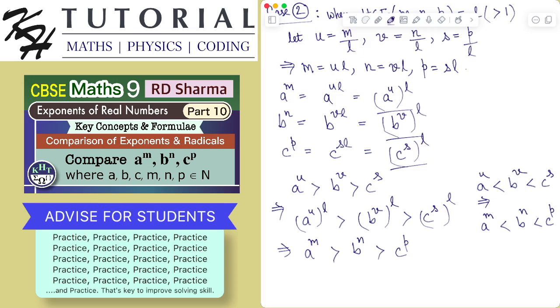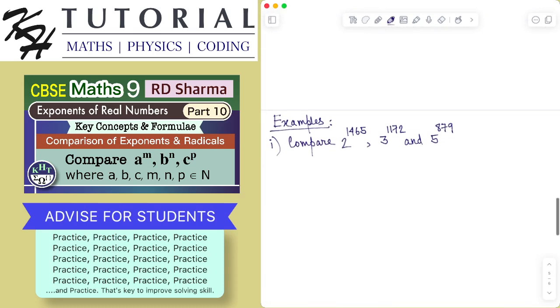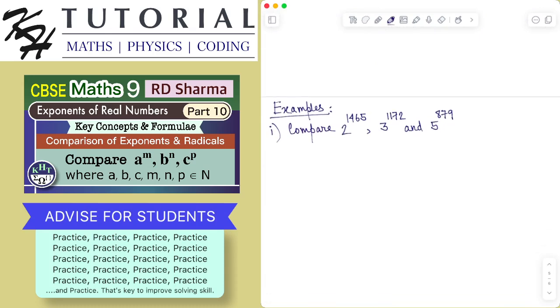Okay, let's see how we apply this concept in an example. So we have to compare. As you can see, there are three exponential terms. All the bases are different. The bases are 2, 3 and 5. We cannot express them in the exponential term with a common base.